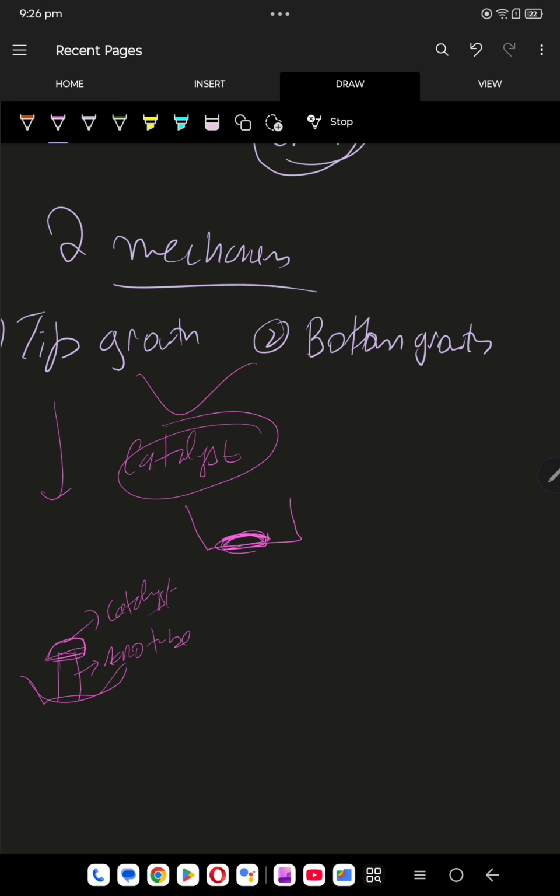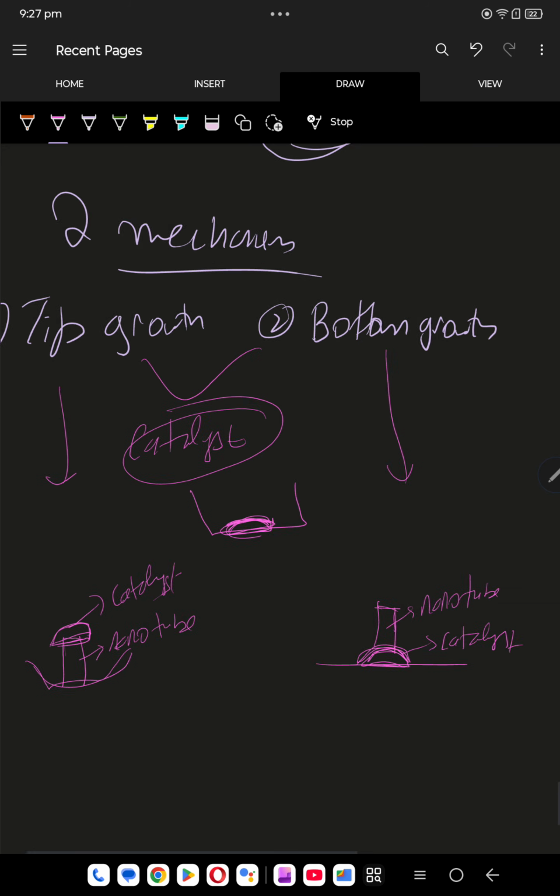When the carbon nanotube comes in tip growth, what happens? The catalyst is sent up. In bottom growth, what happens? The catalyst remains attached to the substrate, in the sense the alumina or quartz, and the carbon nanotube grows above it. This is a nanotube, and this is the catalyst.